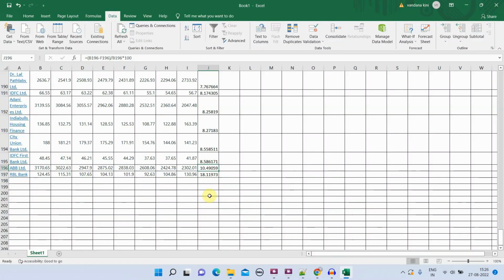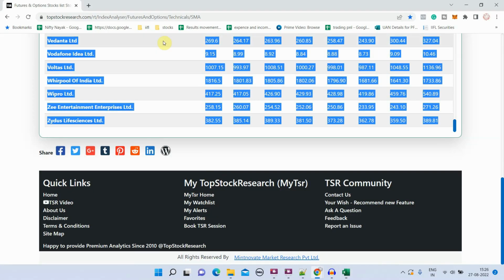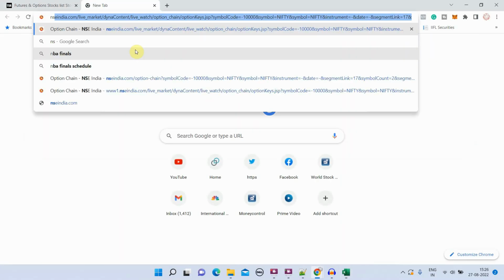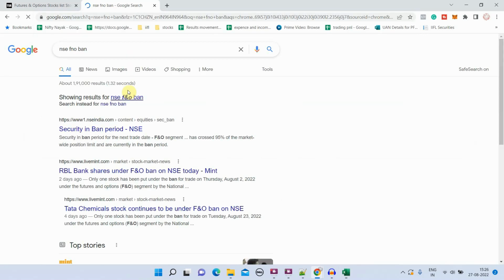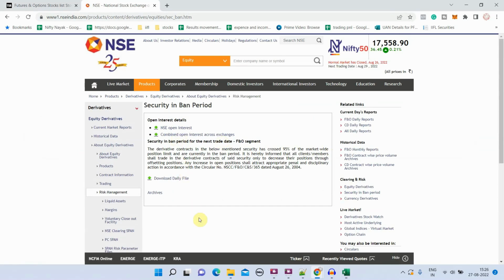So how do you check whether the stock is in FNO ban or not? Simple. You can go to the NSE website itself. In Google, just type NSE FNO ban, and it will take you to the NSE website. Here you can download this file, which will tell you which stocks are in FNO ban for that day. So whenever you are implementing this trade, make sure you check this well in advance.